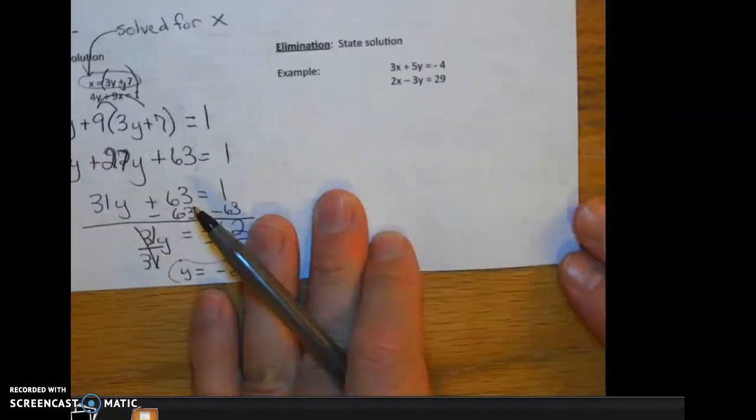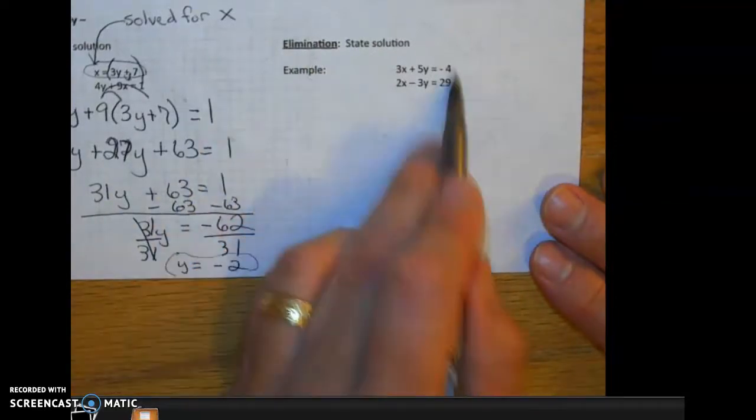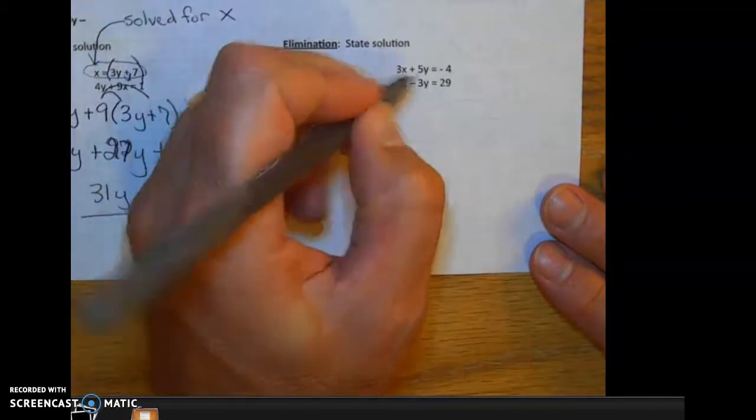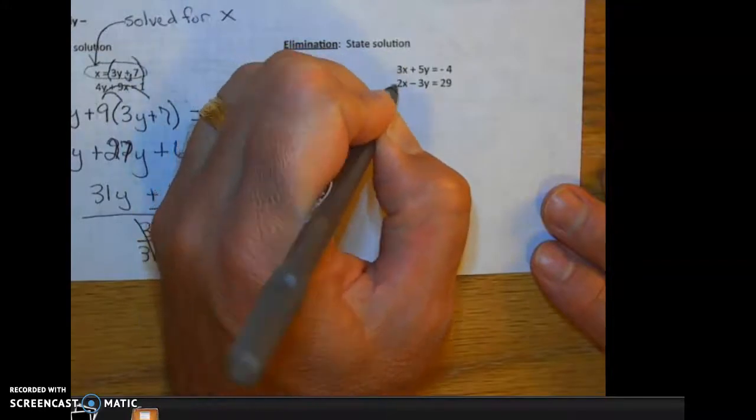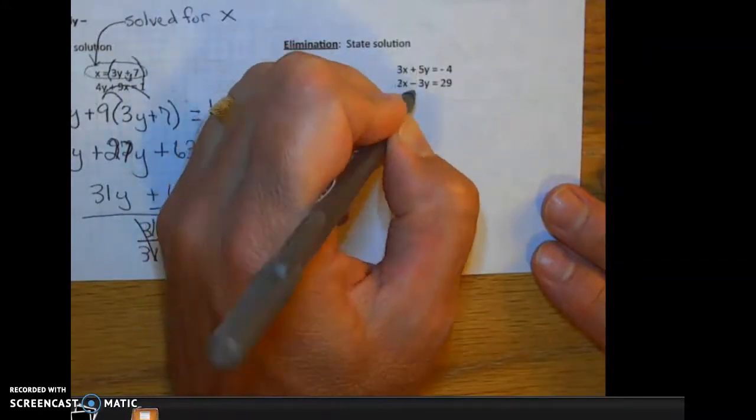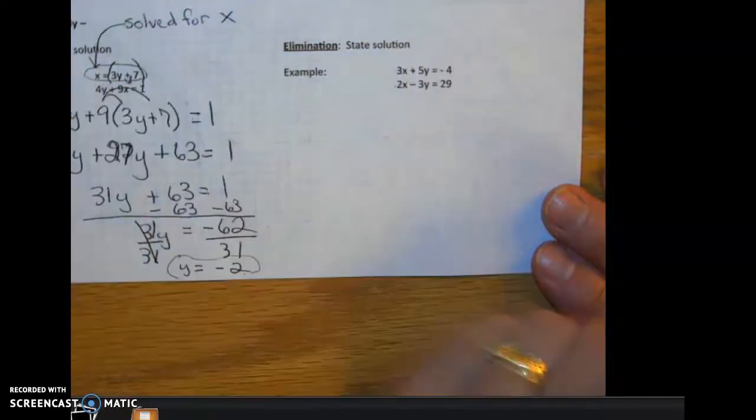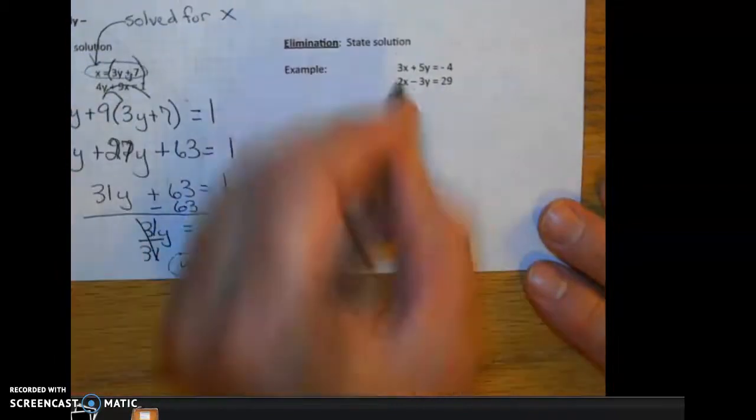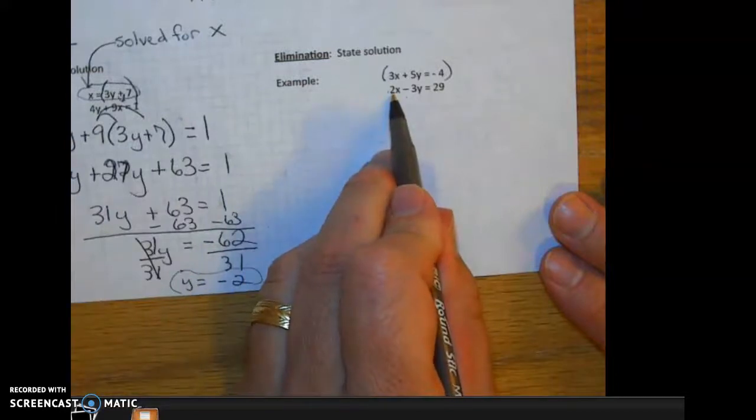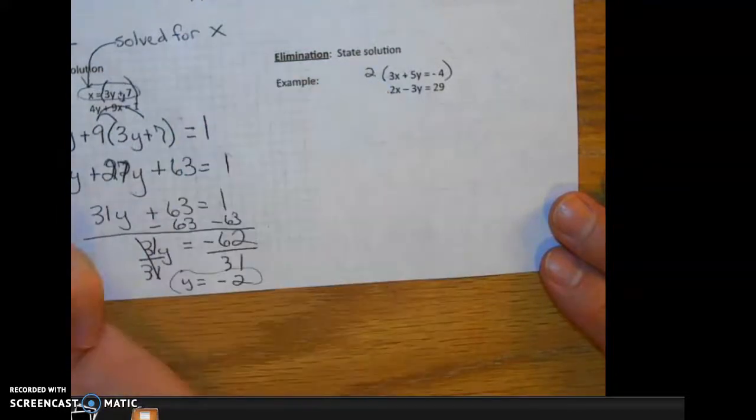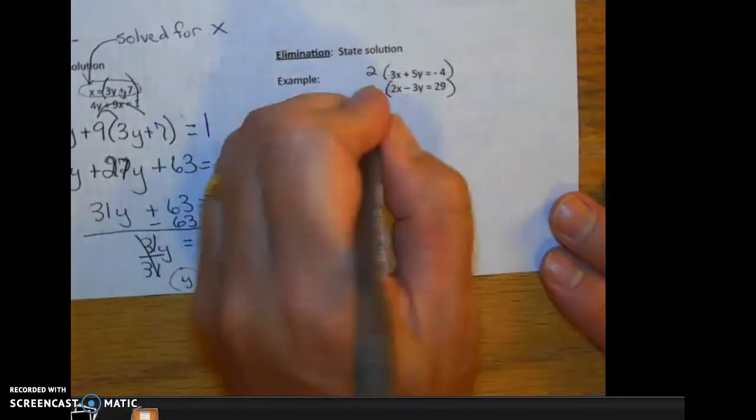All right. Now, next method, elimination. To eliminate, what we want is for the numbers to be the same in front of the variable. So 3 and 2, definitely not the same. 5 and -3, definitely not the same. So we have a problem. We want to make the numbers the same. The simplest way is to multiply the top equation by this number here, 2, and then multiply the bottom equation by this number here, 3.